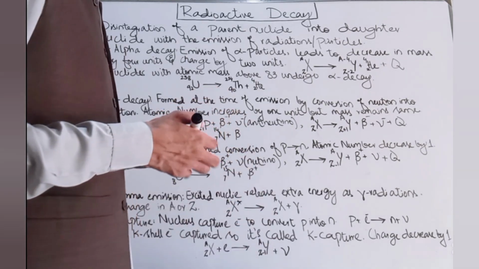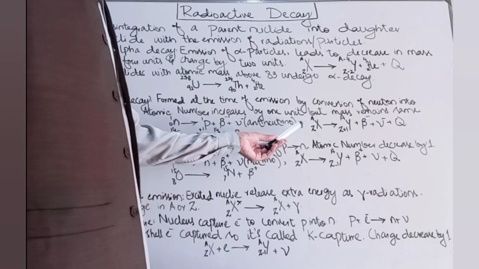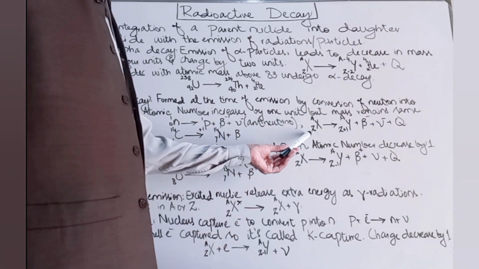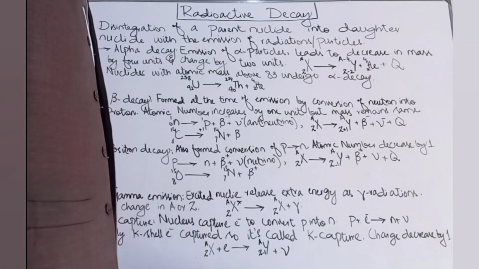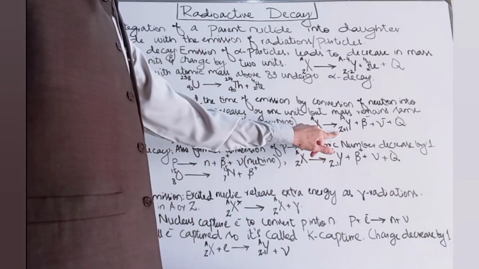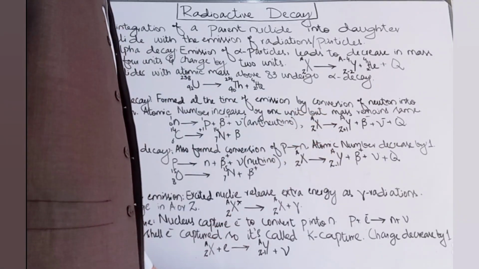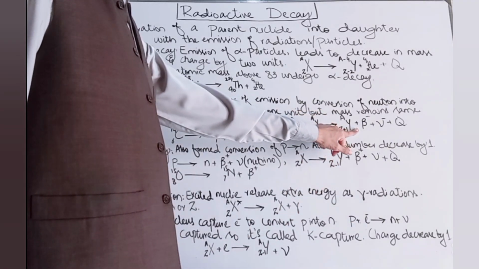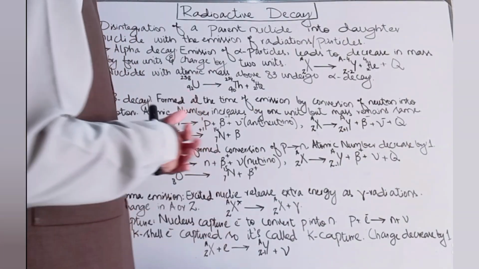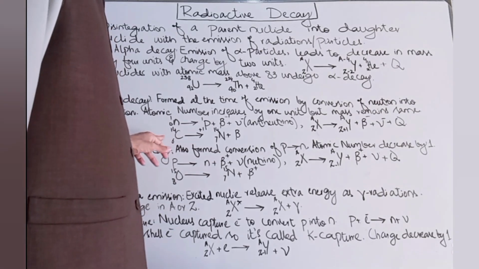So we can represent the beta decay through this hypothetical equation, in which X is a nuclide having Z atomic number and A atomic mass. When it undergoes beta decay, its Z increases by 1 unit, whereas A remains the same, plus beta minus and antineutrino plus Q. So energy is also released as a result of the beta decay.